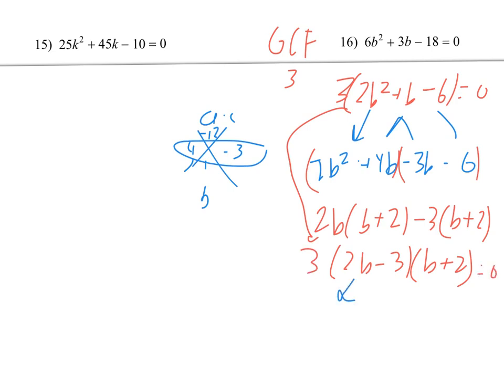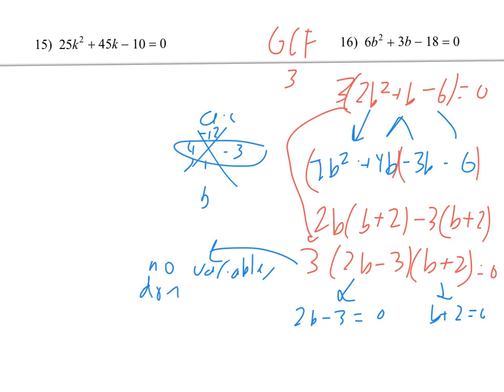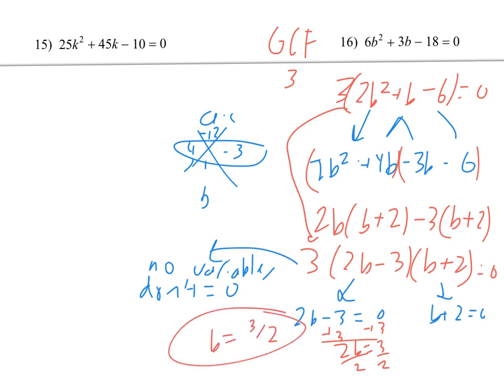Now I'm going to split these up and set them equal to 0 individually. I don't set the 3 equal to 0 because there's no variable. So whenever there's no variable, don't equal it to 0, only the stuff that has the variable. So I'm going to solve these now. I'm going to add the 3 on this one. So 2b equals 3, divide by 2, and b equals 3 over 2. So that's one of our answers. On this one, a little bit easier, b just equals -2.